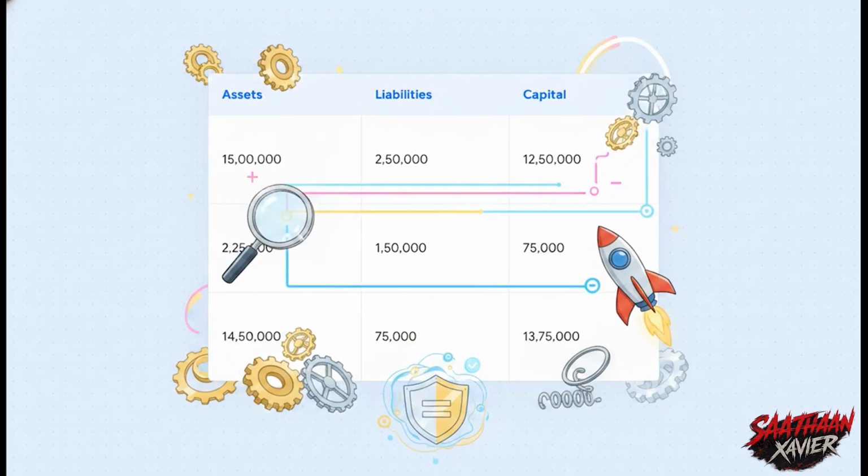Let's test that mathematical gravity by reverse engineering some missing amounts. Look at the first row here. If our total assets are 15 lakhs and our liabilities are 2,50,000, what must the capital be? It's just simple algebra. 15 lakhs minus 2,50,000 equals a capital of 12,50,000. Look at the second row. We don't know the assets, but we know liabilities are 1,50,000 and capital is 75,000. Just add them together, and our assets must be 2,25,000. The math flawlessly protects the equation every single time.